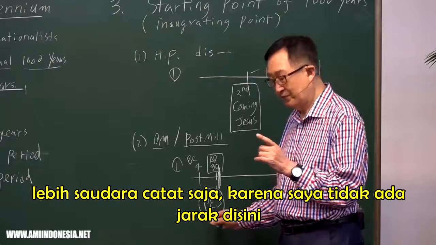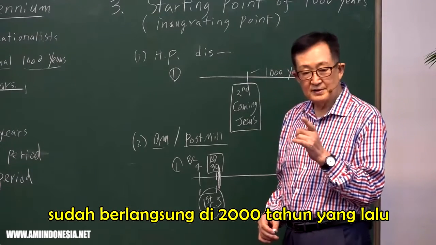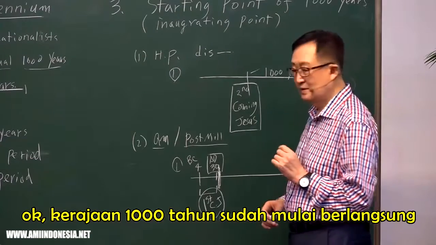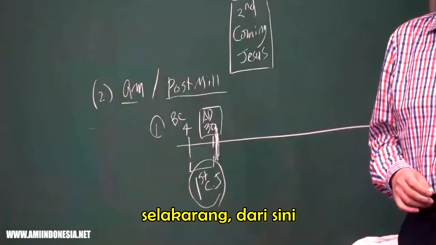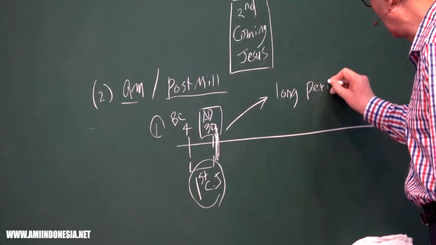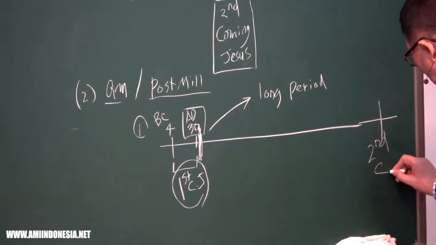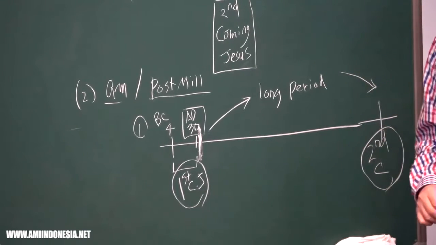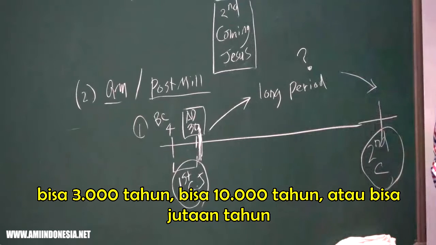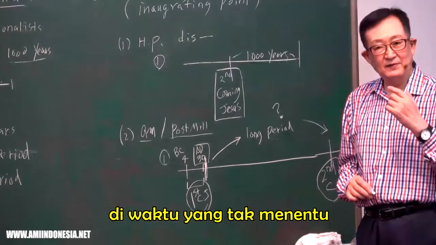You better write it down. I don't have a space here. The millennium kingdom had already started 2,000 years ago at the point of his first coming. Okay? The millennium kingdom started already. Now, from here, a long period of time until his second coming, which we don't know how long. It could be 3,000, it could be 10,000, it could be 10,000 million years. It's an indefinite period of time.